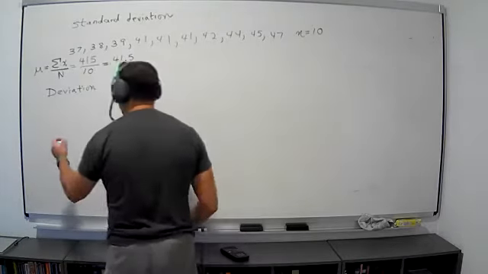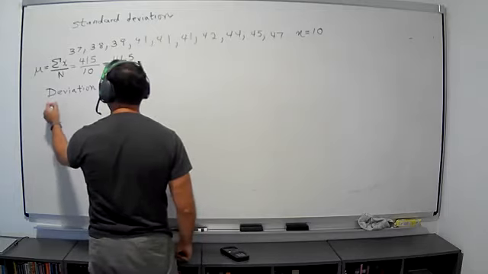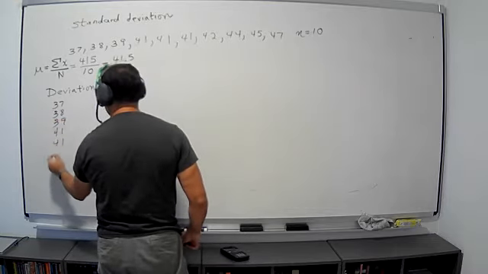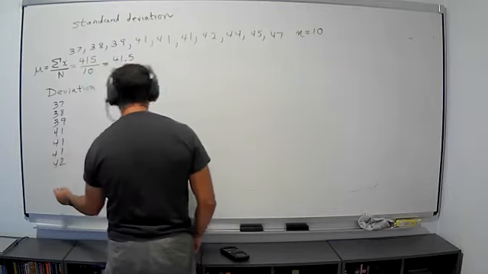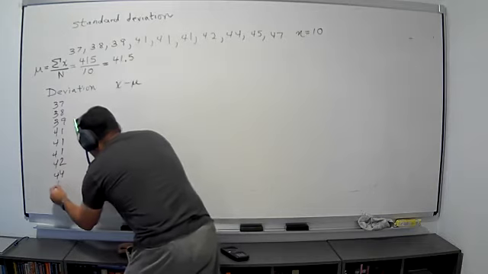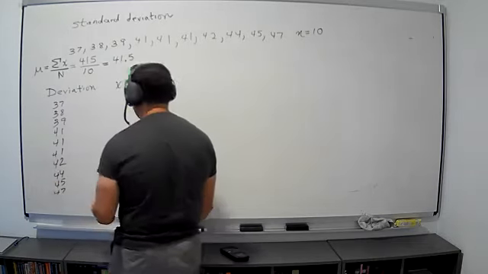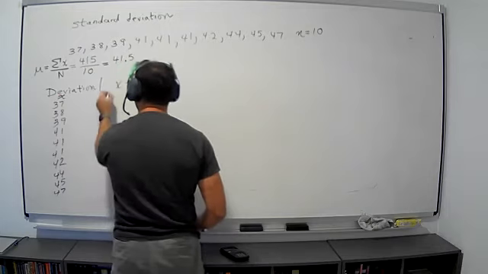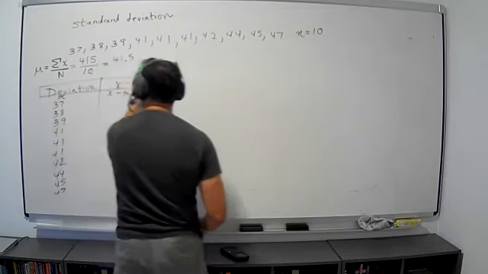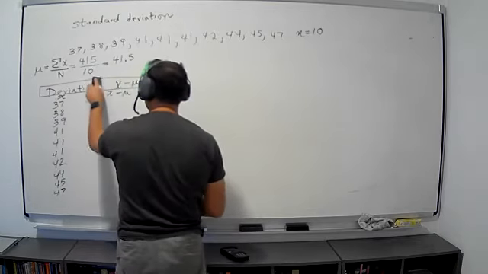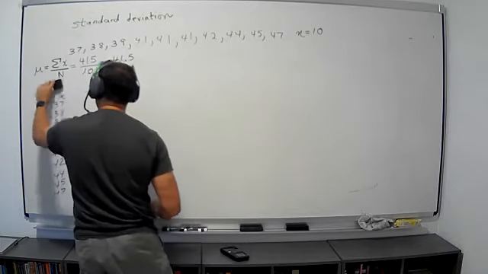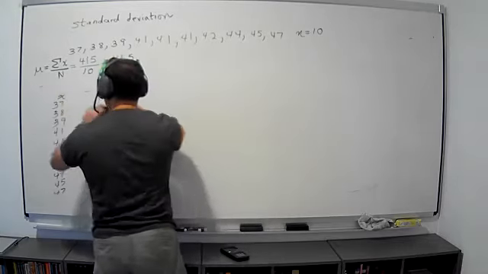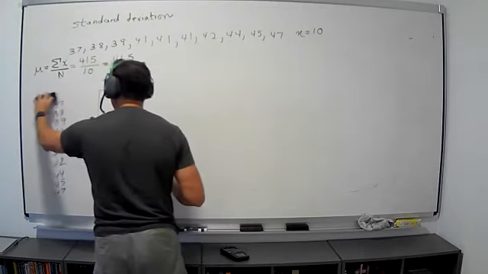So if we have these numbers, let's say we put them here: 37, 38, 39, 41, 41, 41, 42, 44, 45, 47. Those are the numbers we have, and we're going to figure out the deviation. So here's the x. The deviation is going to go here. I should be careful with that, I don't want to confuse you guys. This is the deviation. It's x minus mu, and this is the data.